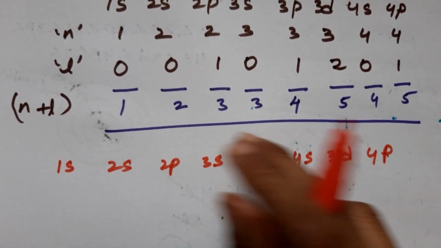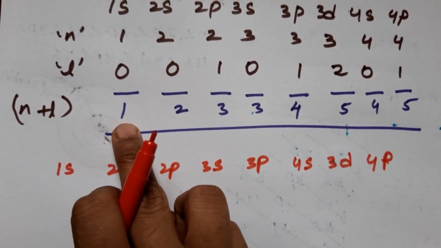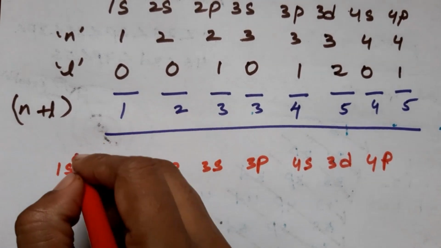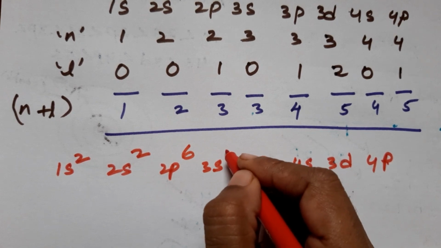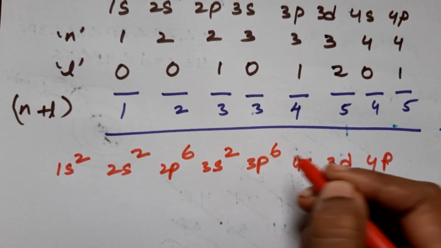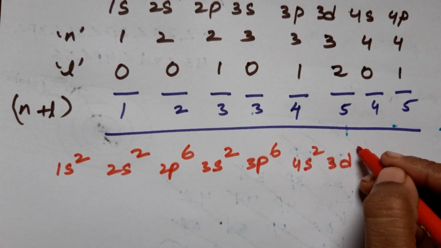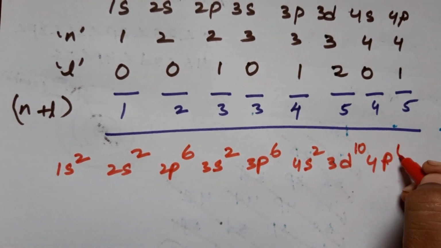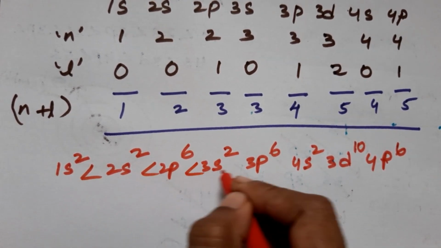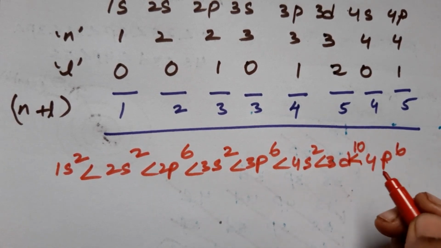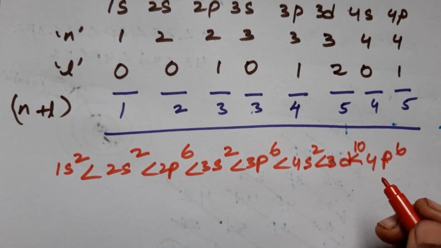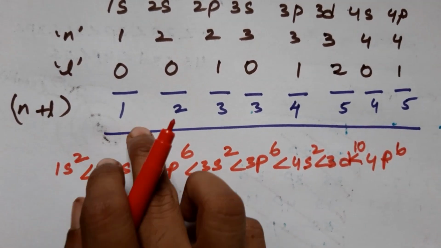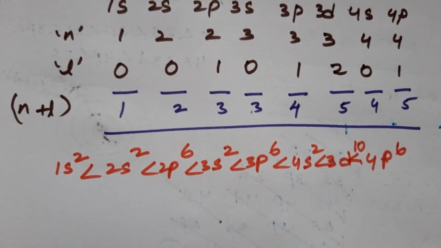Here for s only 1 orbital is there, so 2 electrons are filled easily. Here 2 electrons, here 6, here 2, here 6. As we know, this 3d has 10, 4p has 6. As we know, this is the increasing energy. In this way we can enter the electrons. We can learn this from the magnetic quantum number.